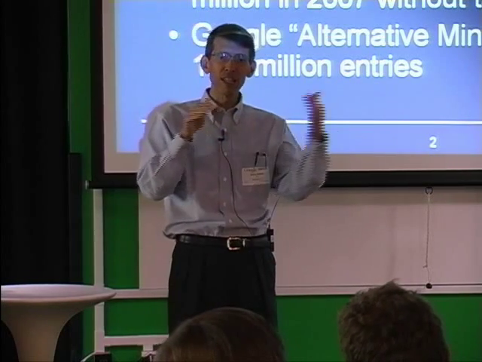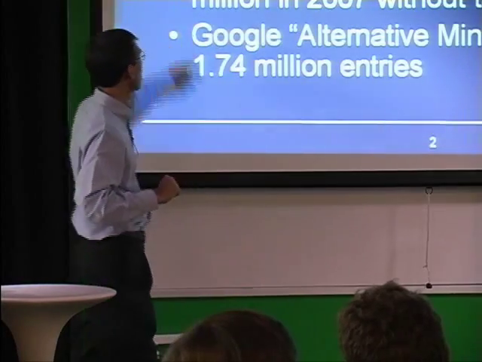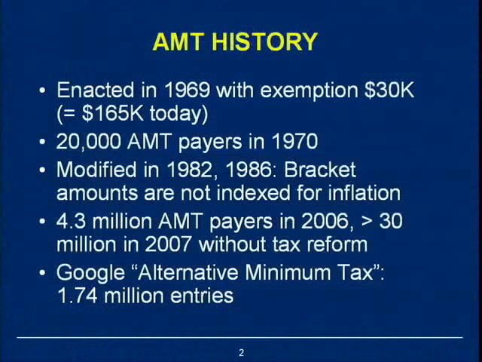Okay? The result of the non-indexing of the AMT and the 2001 tax cuts are that by the time you get to 2006, there are about 4.5 million people paying the alternative minimum tax. That's out of a pool, as you'll see in a couple of minutes, about roughly 100 million people who pay taxes in the US economy. Okay? However, in 2007, if the Congress does not do anything to change the rules that are currently in force, almost 30 million people are going to be paying the AMT.